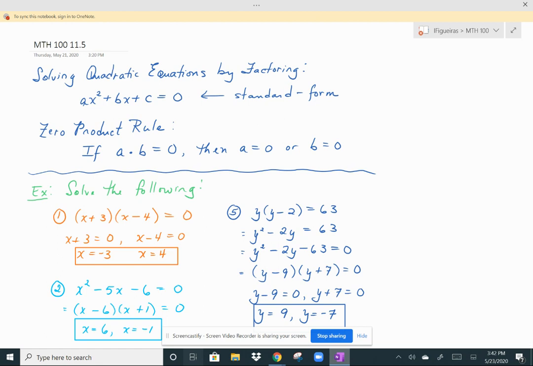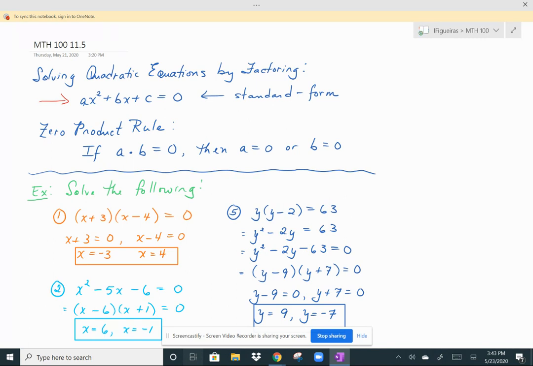Hi, this lesson is about solving quadratic equations by factoring. In order to solve a quadratic equation by factoring, the equation must be in standard form. This is what it means for it to be in standard form. It means that your terms are all separated by either pluses or minus signs, and all the terms are on one side and the other side of the equation is zero.